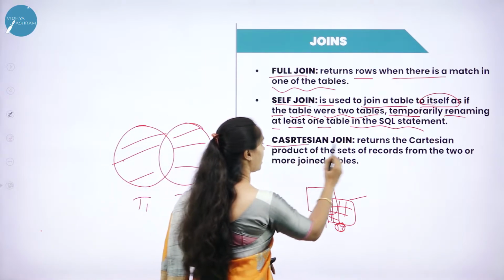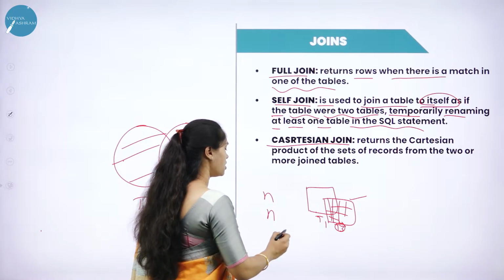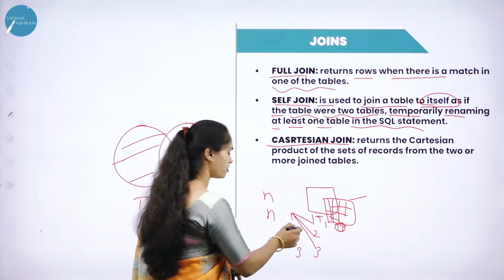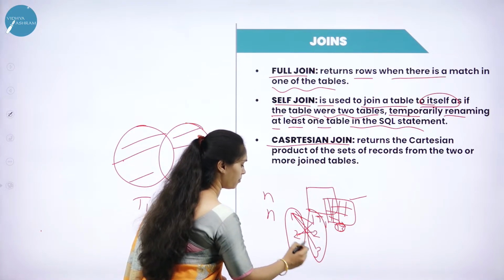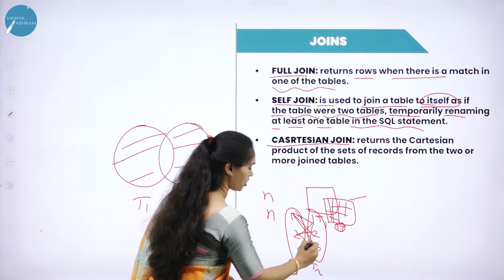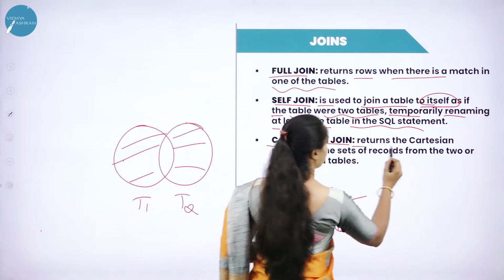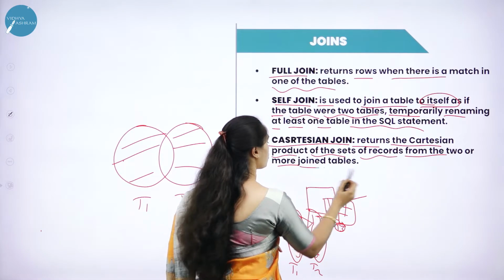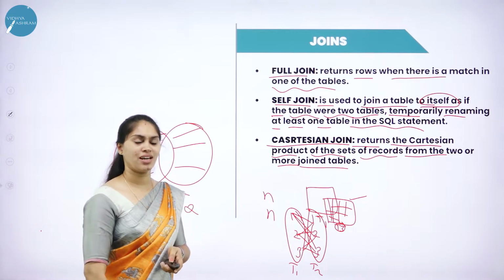So next we'll see the last type, that is related to Cartesian join. So it is like an n to n. Okay. So if I have 1, 2, 3 and 1, 2, 3, at that time all the rows of this table are going to be joined with all the rows of this table. Again, this 2 is going to be joined with all the values of table 2 and this 3 is going to be joined with all the values of table 2 again. That is what Cartesian join is. So it is going to return the Cartesian product of the sets of records from the 2 or more joined tables. So these are the types of joins that we can see in the SQL commands.